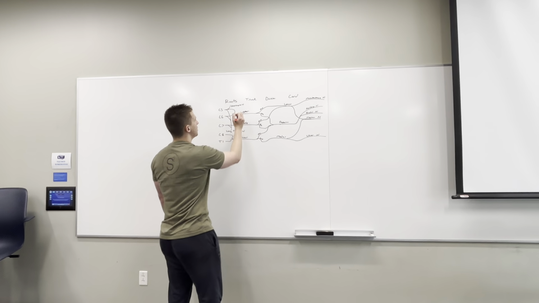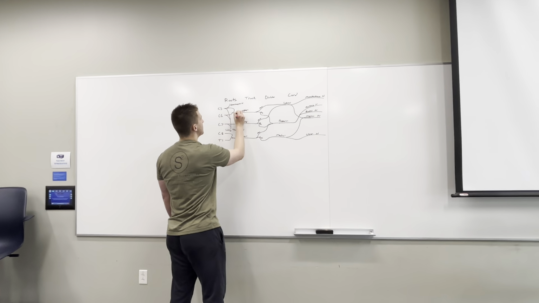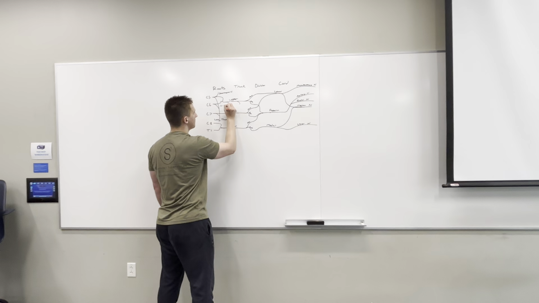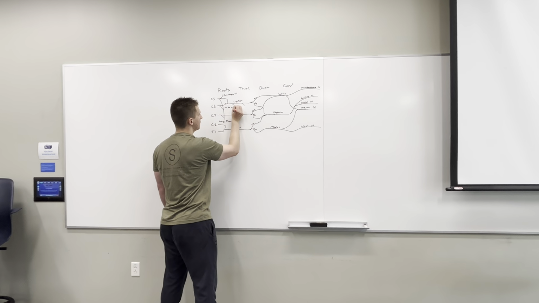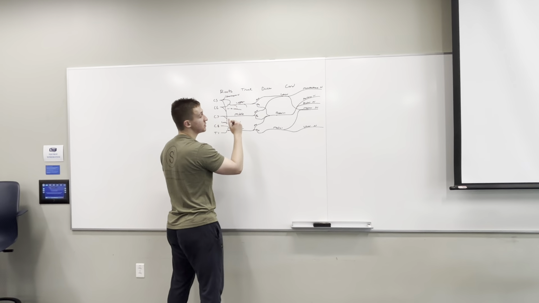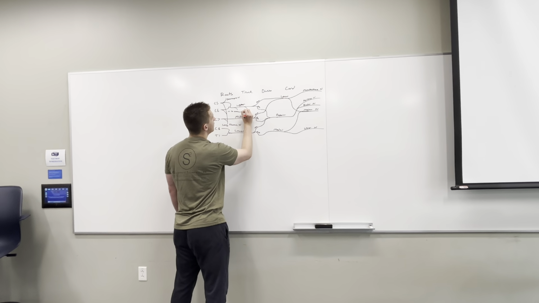Off of this upper trunk we have 2 nerves. We have the nerve to the subclavius, and we have the suprascapular nerve. There's no off branches of the middle or lower trunks, and there's also no off branches in the divisions.